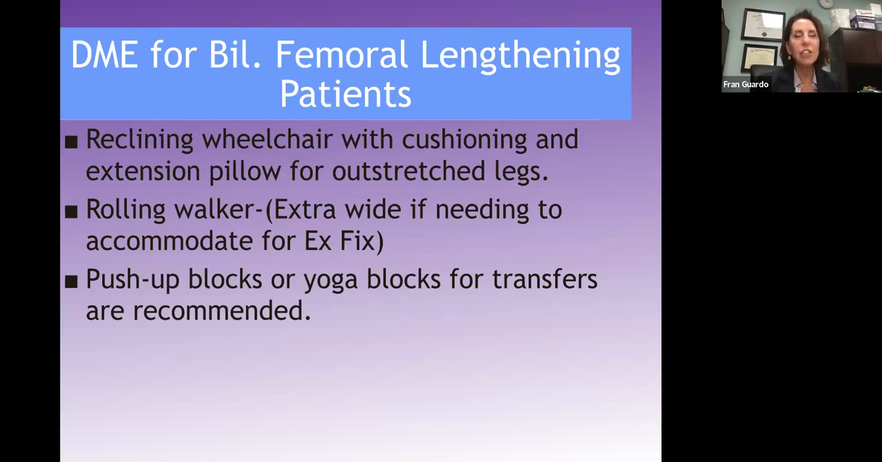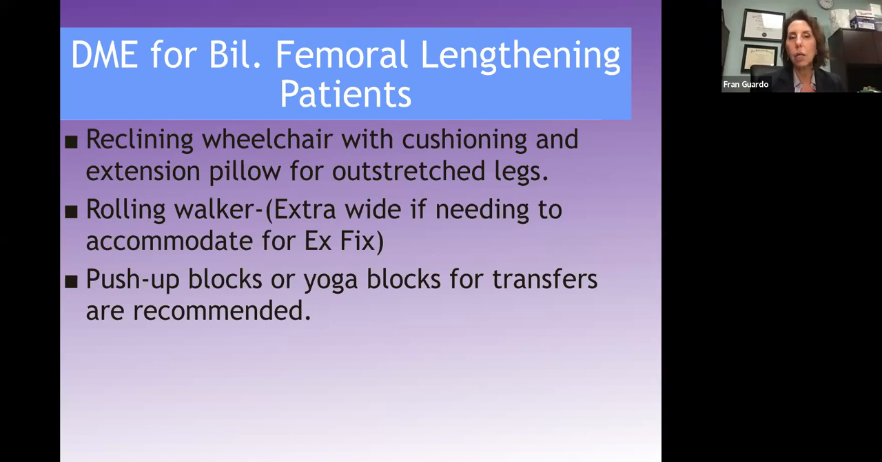So, all right. Durable medical equipment for somebody undergoing bilateral femurs or 4-segment. They need a reclining wheelchair with cushions and extension on the legs and a pillow underneath. So we talked about reclining. Why? Because you want to recline so you don't put too much pressure on the nerve.